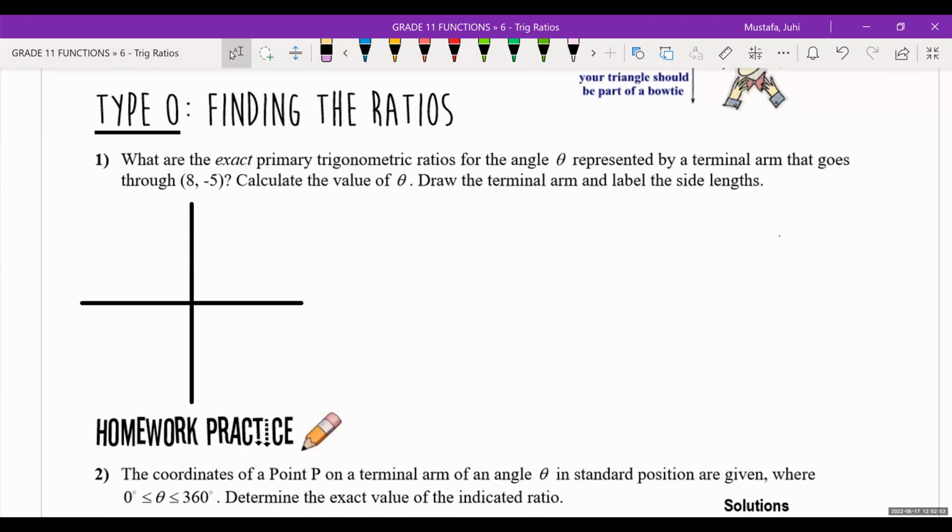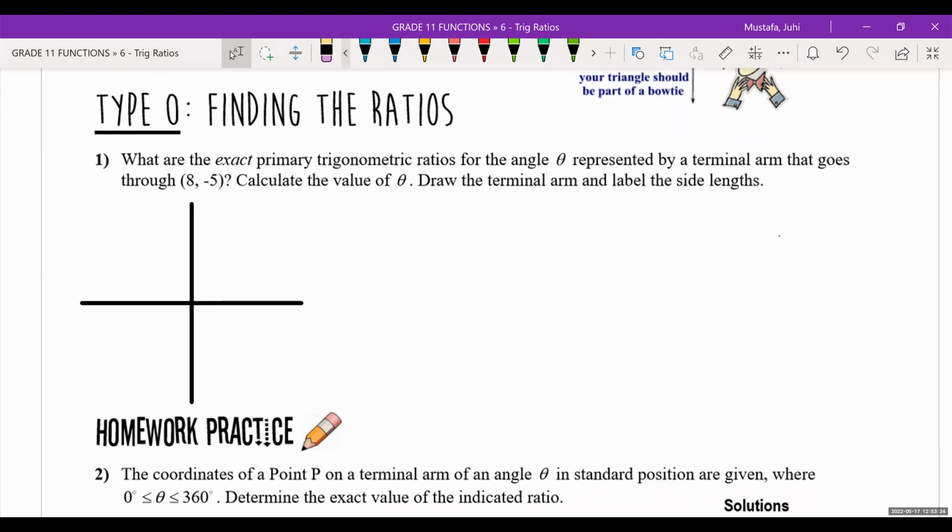Type 0, finding the ratios. So question number 1 says, what are the exact primary trig ratios for the angle theta represented by a terminal arm that goes through 8, -5? Calculate the value of theta, and draw the terminal arm and label the side length. We actually had a little bit of a taste of this last class, so we're going to do it one more time and see if we can figure out what is happening and also solve for some of the angles.